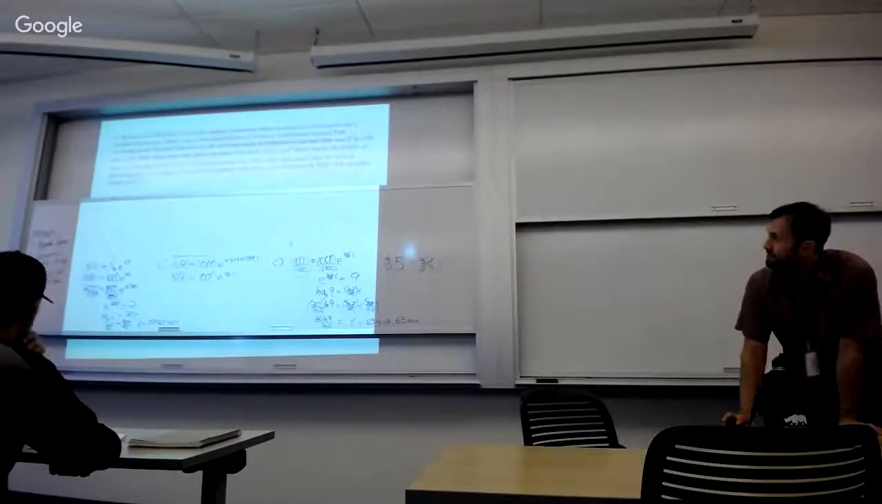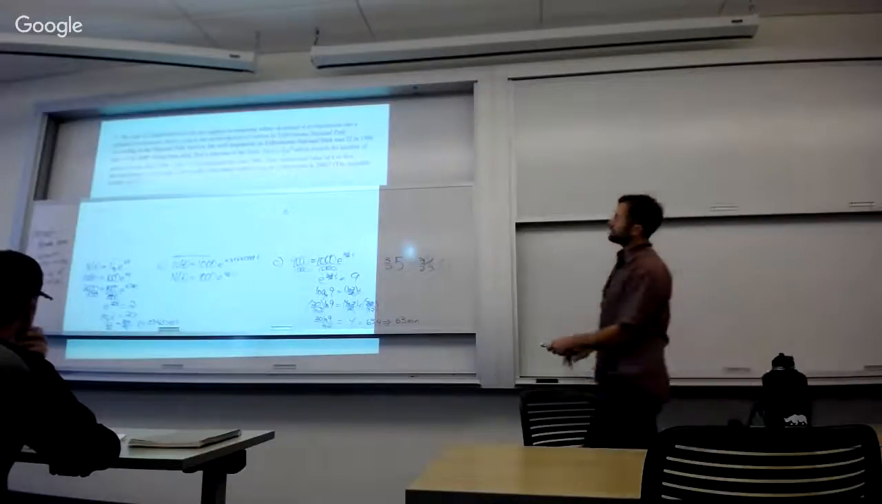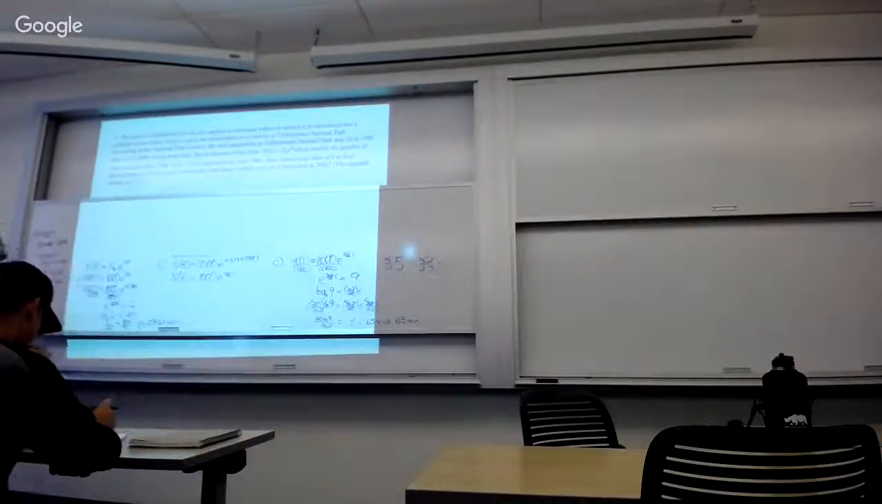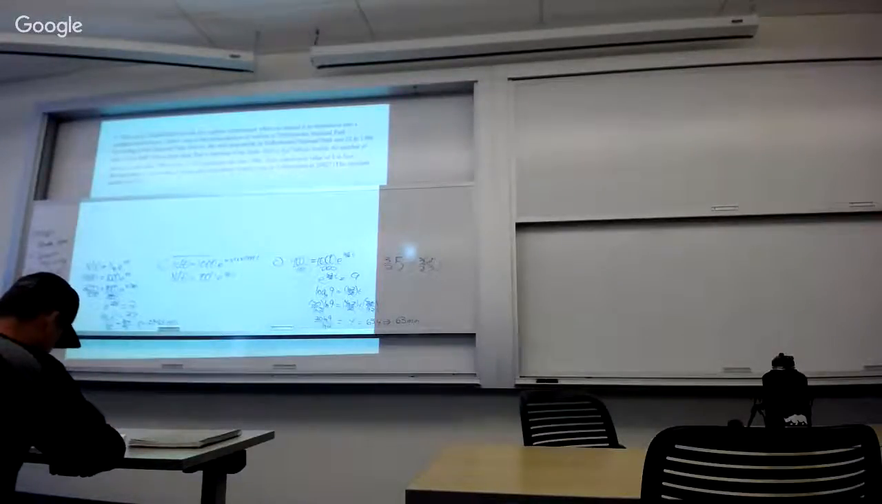All right, so let's try another one. The law of uninhibited growth also applies to situations where an animal is reintroduced into a suitable environment. Such a case is the reintroduction of wolves to Yellowstone National Park. According to the National Park Service, the wolf population in Yellowstone was 52 in '96. Wow, 52 wolves, that's it.